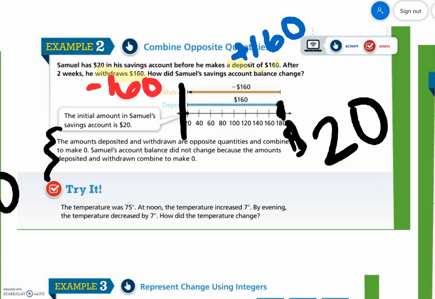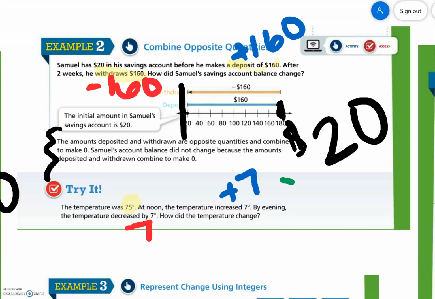Let's try it. The temperature was 75 degrees. At noon, it increased by 7. So increased means to add 7. By evening, it decreased by 7. So that means to subtract 7. How did the temperature change?